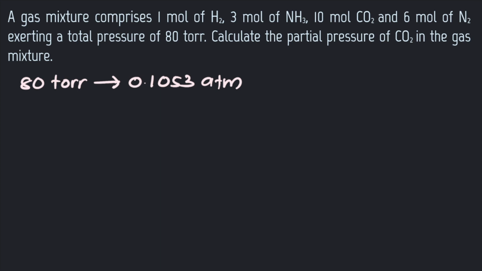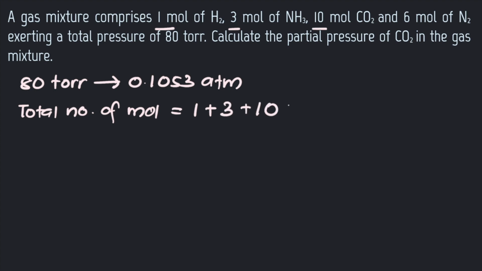Okay, so next up, what we are going to calculate is the total number of moles. So the total number of moles is just the summation of the number of moles. So we have 1 mole plus 3 moles plus 10, and also the last one is 6. So you will get the total number of moles is equivalent to 20 moles.